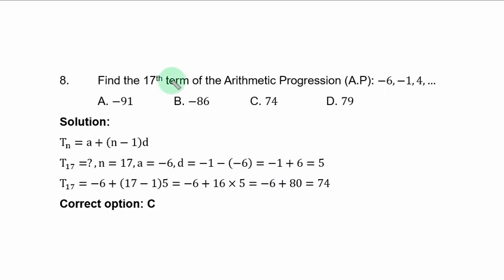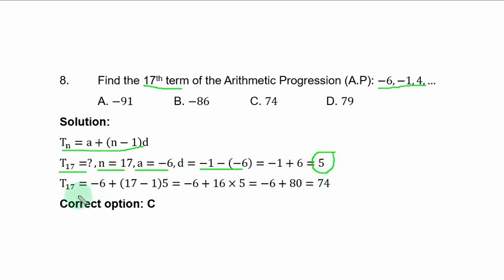Question 8. Find the 17th term of the AP minus 6, minus 1, and 4. So we use the nth term formula of an AP. You are asked to find the 17th term, that is t sub 17 is unknown. At this point, n is equal to 17. From the given AP, the first term a is equal to minus 6. The common difference is second term minus first term, or third term minus second term. So we have second term minus first term, and that is equal to 5 as a common difference.